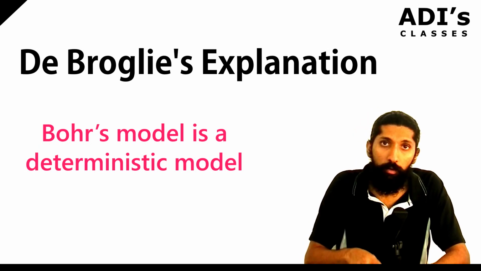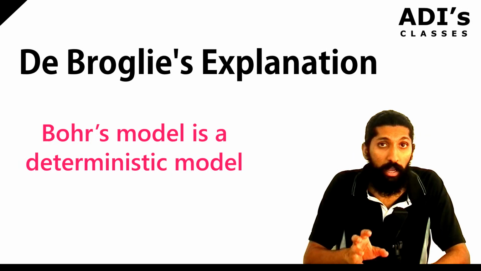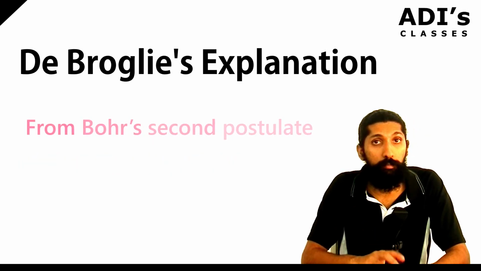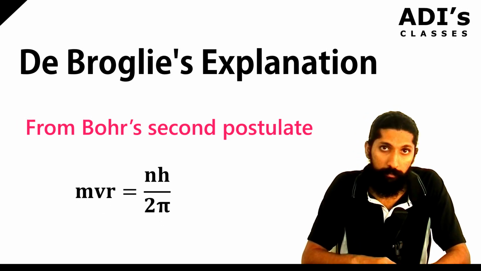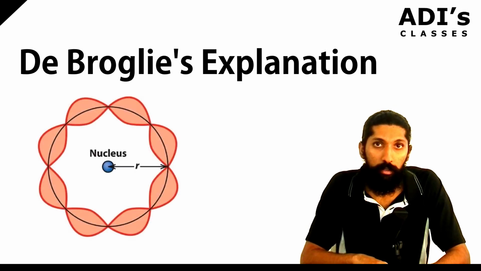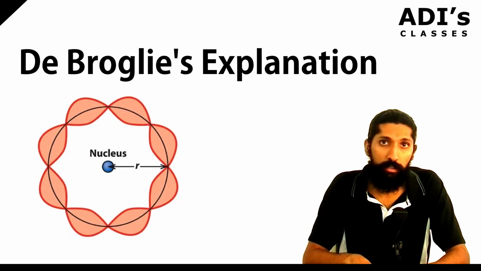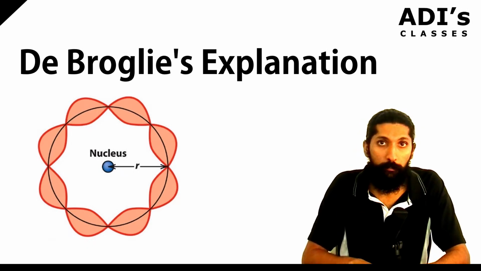So, how are we going to use de Broglie's theory or hypothesis in proving Bohr's postulate? For that, again we look into Bohr's second postulate: mvr is equal to nh by 2 pi. Okay, now look at this particular figure. Guys, I'm sure you must have seen this figure here. Let's try to understand what this particular picture represents.